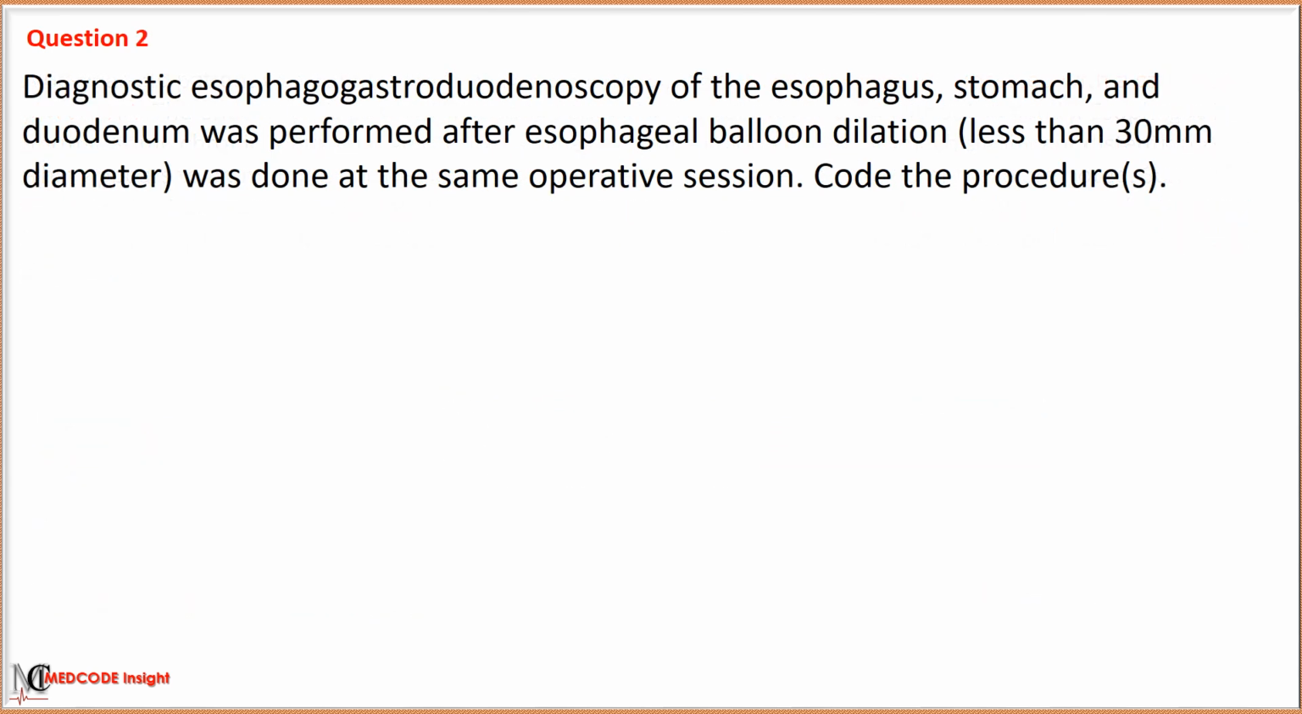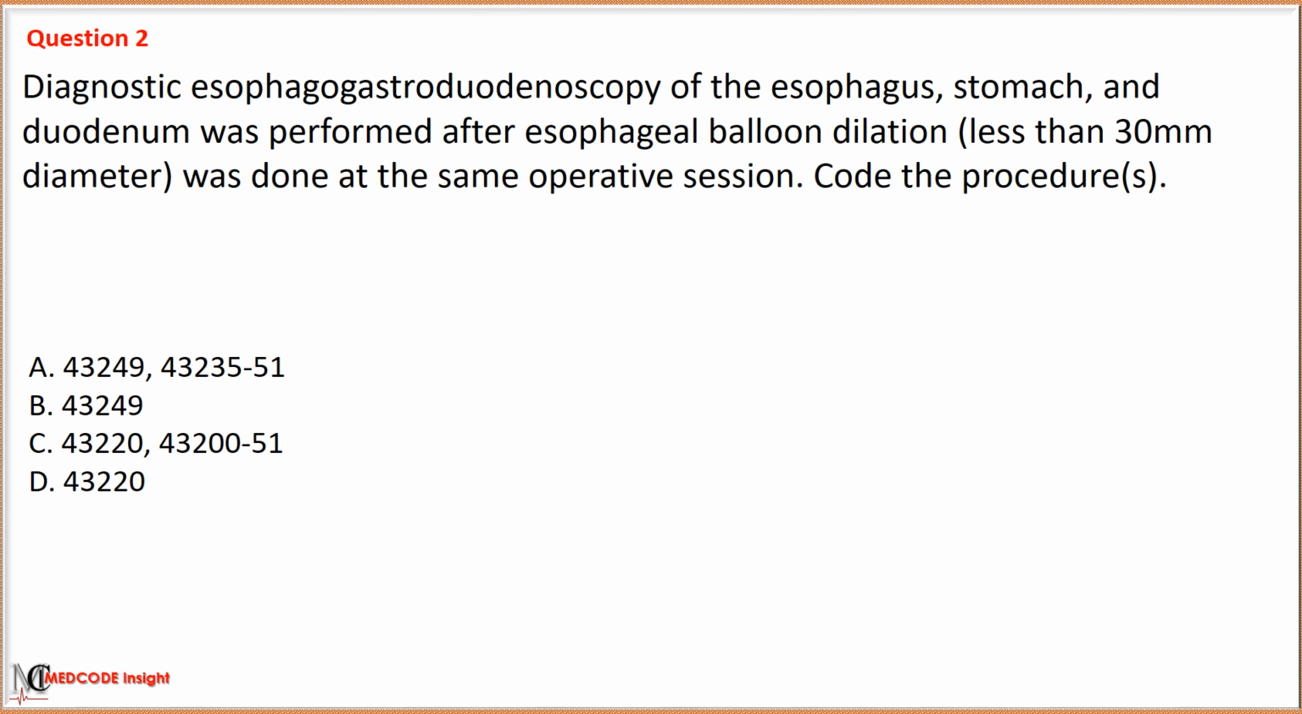Diagnostic esophagogastroduodenoscopy of the esophagus, stomach, and duodenum was performed after esophageal balloon dilation less than 30 mm in diameter was done at the same operative session. Code the procedures. Option A with codes 43249, 43235 along with modifier 51. Option B with code 43249. Option C with codes 43220, 43200 along with modifier 51. Option D with code 43220.